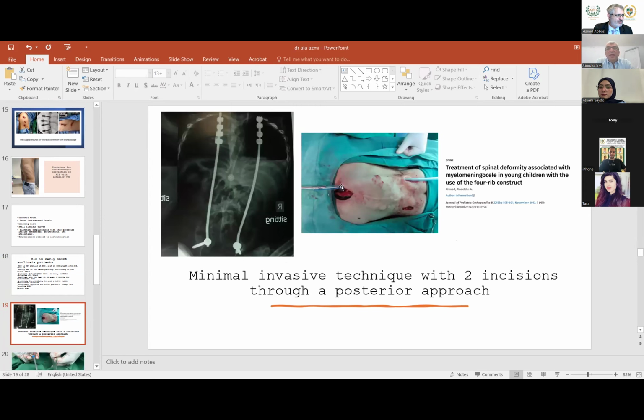So here is a case that I published in a paper about myelomeningocele, and you can see the pathological skin here. I did just a small incision above to put hooks, rib hooks. She was a 4-year-old child with severe 90 degrees kyphosis. I put hooks in a clawing fashion with a small incision above, and 2 incisions to put iliac screws down below, so we can avoid the pathological skin, and we can go with minimal incisions.